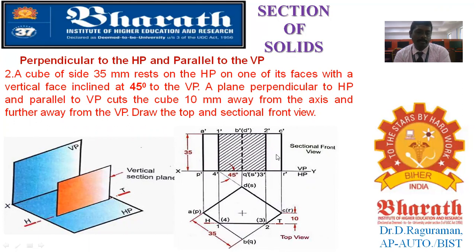Okay, the remaining portion is the cut portion. So your visible portion is gone, that is the BQ portion is gone. The only thing you are showing there is the visible P dash Q dash, but you cannot represent that visible edge because the solid is removed. So this is the section for the plane perpendicular to HP and parallel to VP.